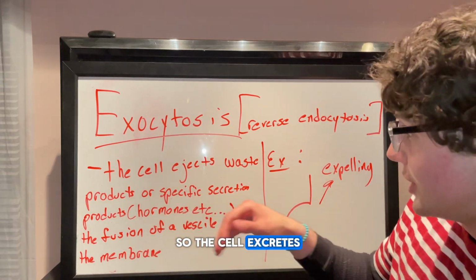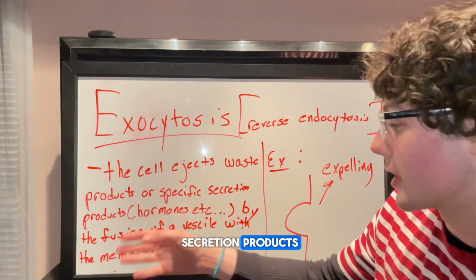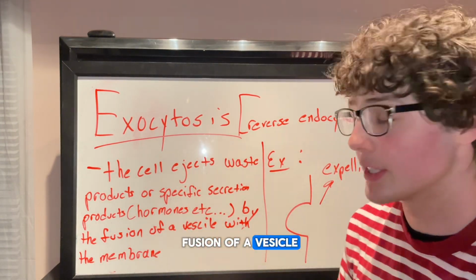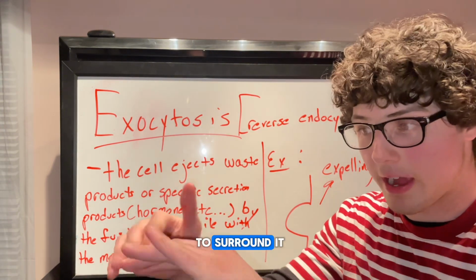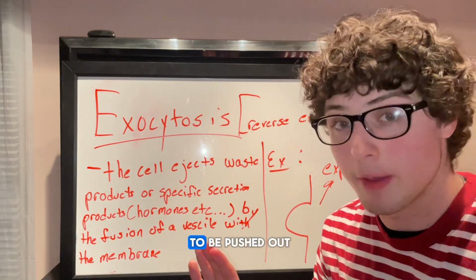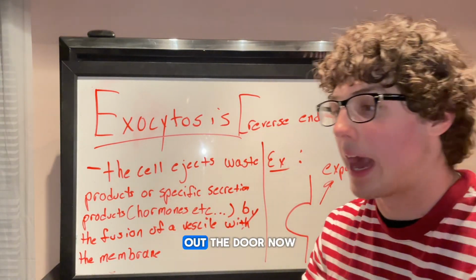So the cell ejects waste products or specific secretion products, hormones, etc., by the fusion of a vesicle with the membrane. Whatever we're expelling, the vesicle is going to surround it, it's going to store it, and it's going to be pushed out. So we are stepping out the door now.